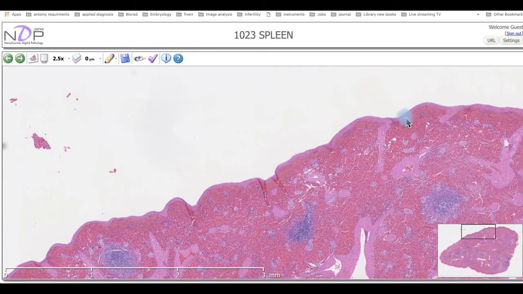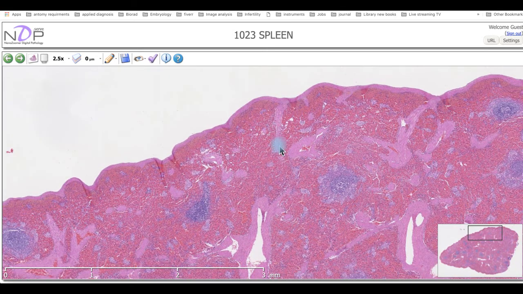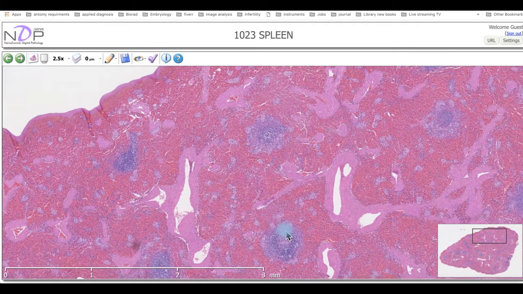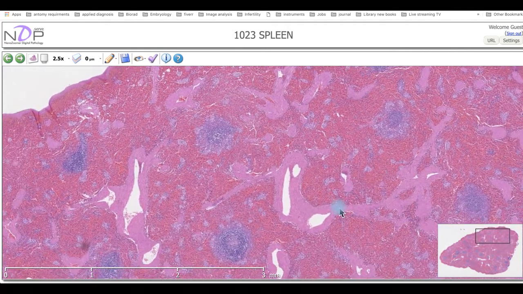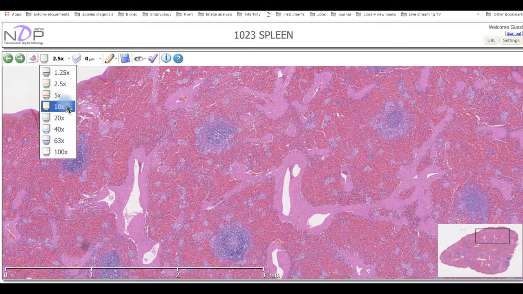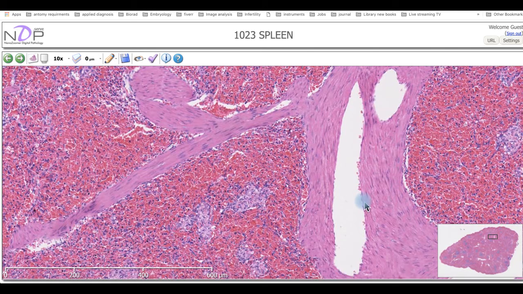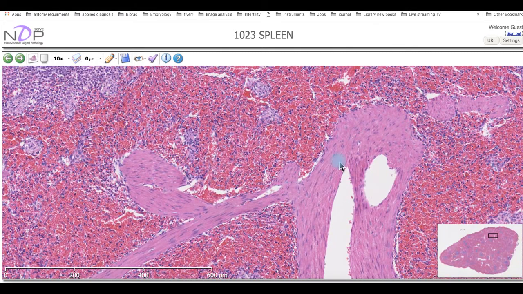this is the area of the capsule, and you can see this extension called the trabeculae. And inside these trabeculae, as I said, we find blood vessels, for example the trabecular artery. See this extension here? If we increase the magnification, you can see here the endothelial cells and the smooth muscle. This is the trabecular artery, and this is the area of the connective tissue.